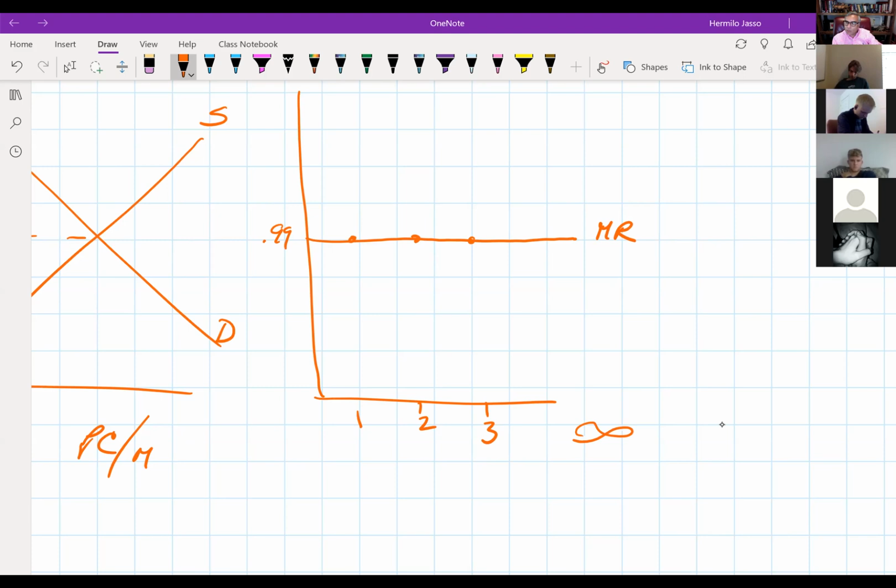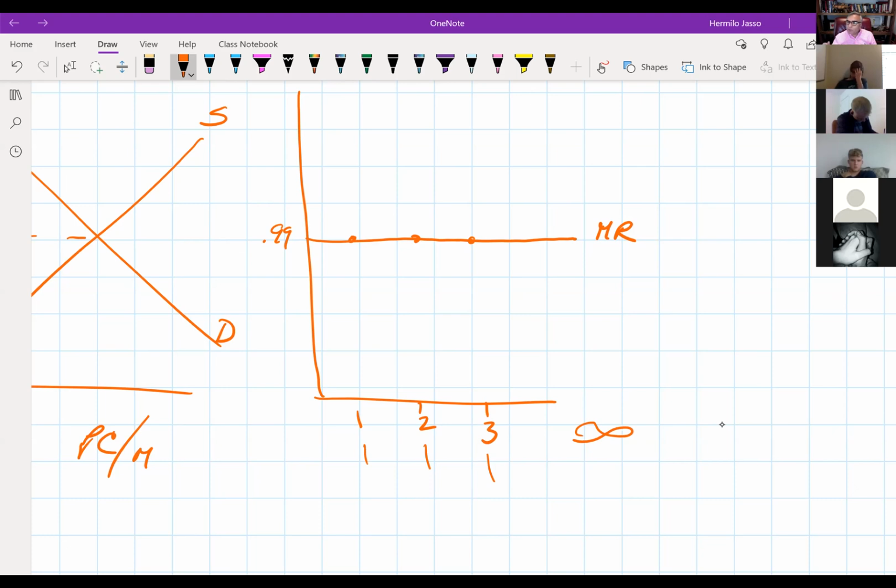So for these companies, the only thing they have to worry about is how much they're going to produce, right? They have no control over price. So the question is, how do perfect competitive companies determine how much they're going to produce? Are they going to produce 100 units or 200 or 300 or 400 units? Where are they going to stop?